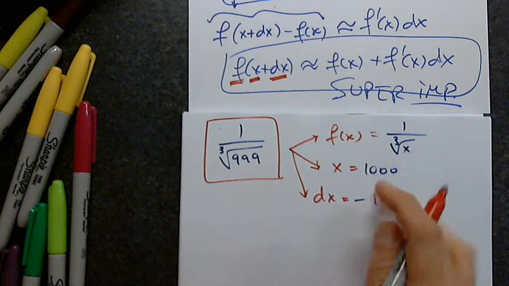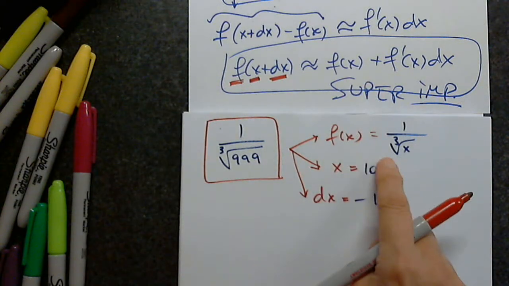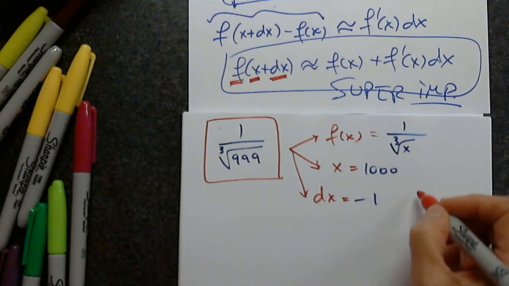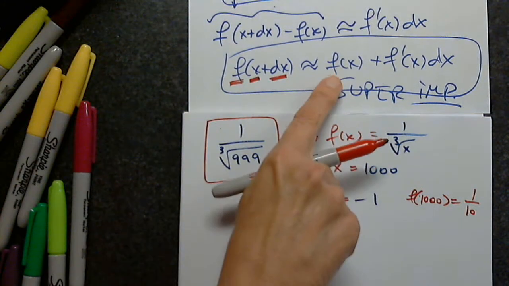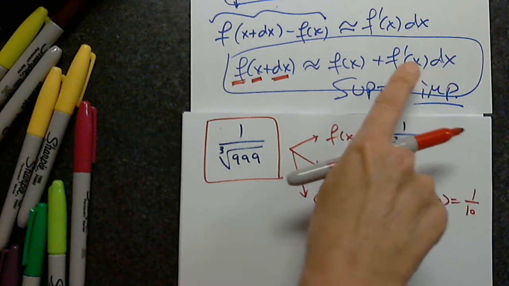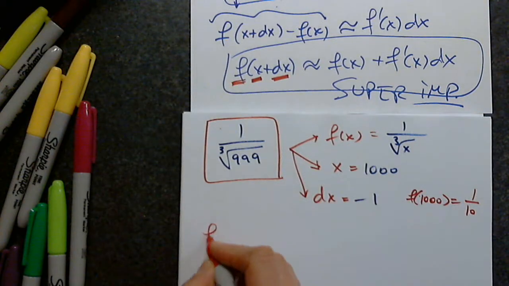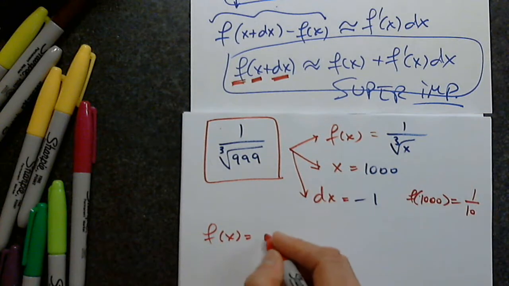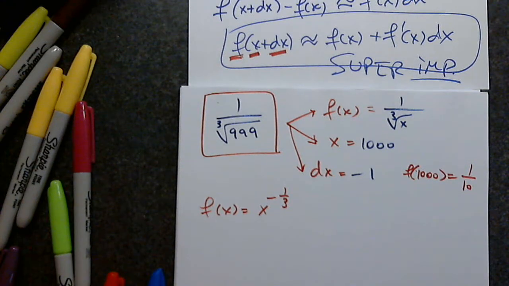So we know that I have to find f prime. We know the x. We know f of x. What is f of x? f of 1,000 is 1 over 10. I have the x, but I need to calculate f prime. In order to calculate f prime, first I have to rewrite it as x to the -1/3, because I'm not going to use the quotient rule on that. So I change 1 over the cube root of x into x to the -1/3. And now I can differentiate.